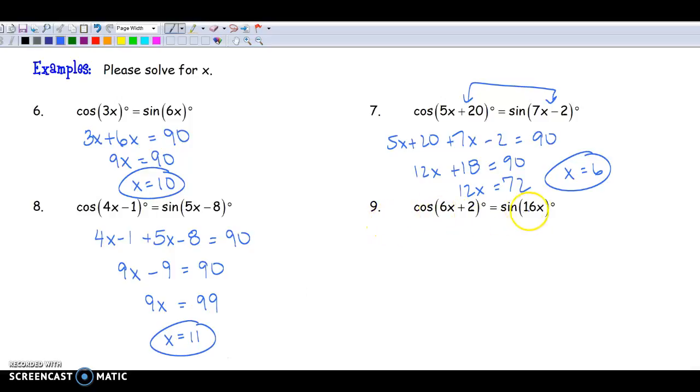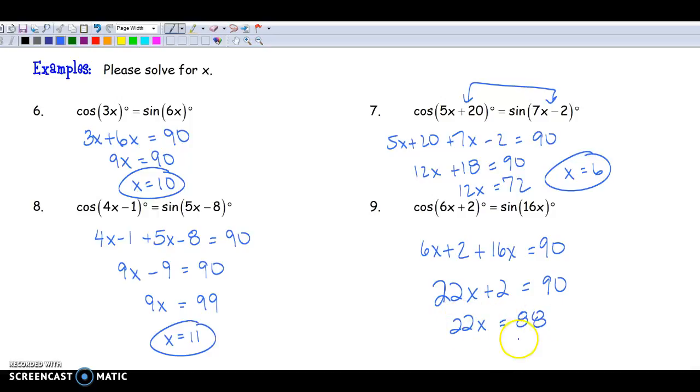And then 9 is the same thing. Cosine of something equals the sine of something. Those two things add up to 90. So 6x plus 2 plus 16x equals 90. You get 22x plus 2 equals 90. Subtract the 2, you get 22x equals 88. So x is going to be 4.